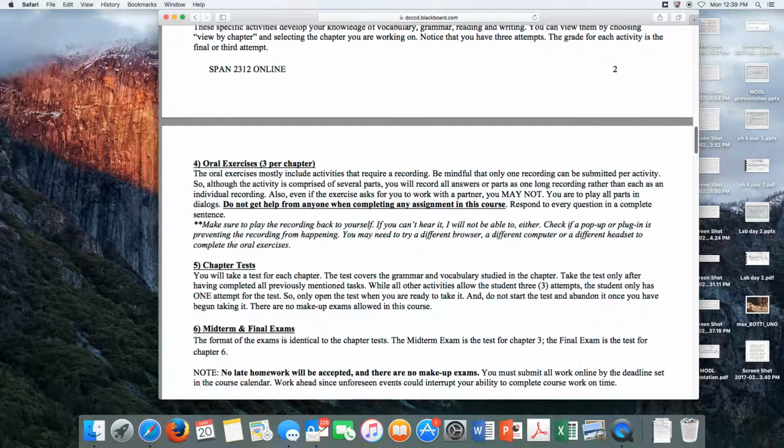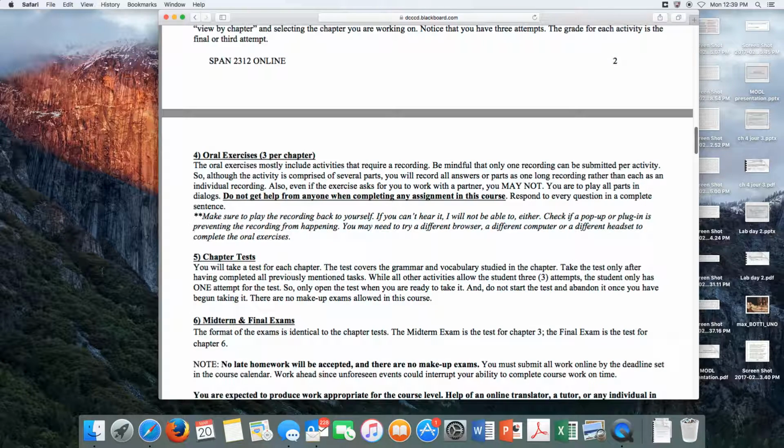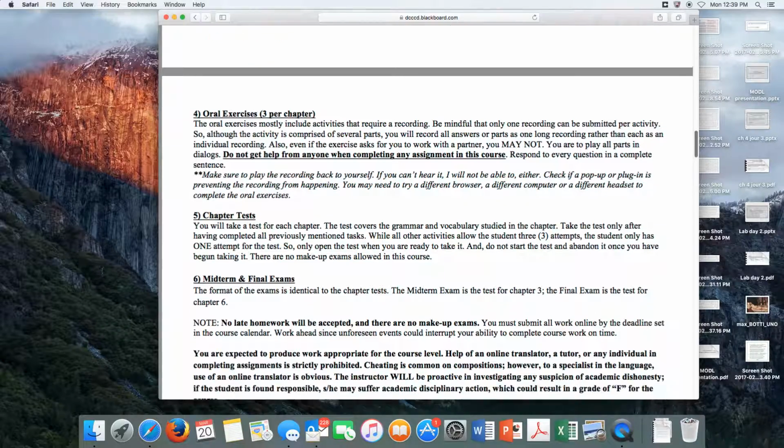Lastly, there will be 3 oral exercises per chapter, and that we will submit at the end of every chapter. And I would suggest you do that later at the end of the week for that chapter. You will have chapter tests. You will have the midterm and the final, right?